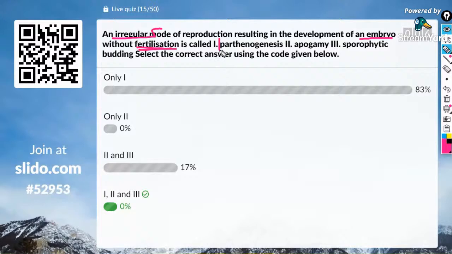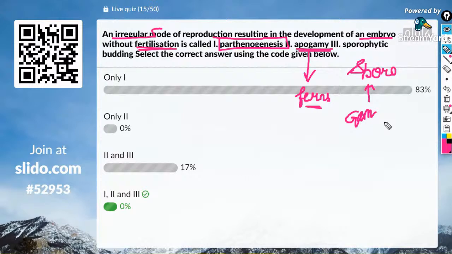Guys, look, an irregular mode of reproduction resulting in the development of an embryo without fertilization. Parthenogenesis, you know, is the conversion of the female gamete directly into an embryo. What do you mean by apogamy? It is a special type of reproduction occurring in certain ferns, in which, you know, ferns contain sporophyte and gametophyte. So in ferns, apogamy occurs where the sporophyte develops from the gametophyte without the fusion of gametes. That is what you mean by apogamy.